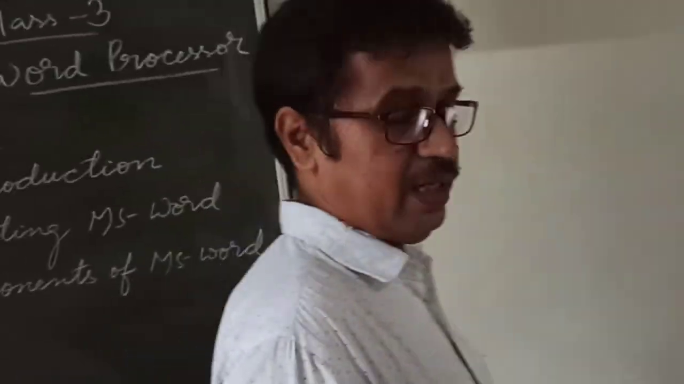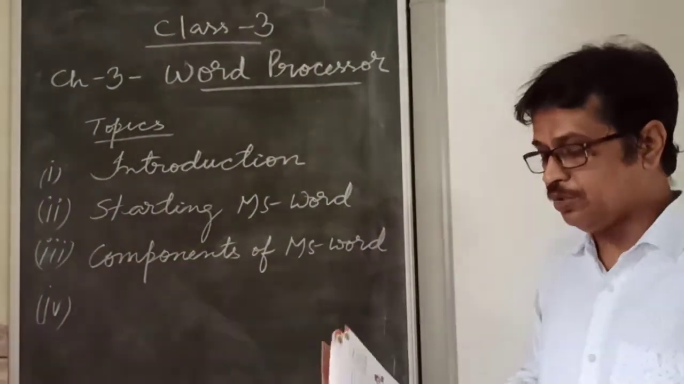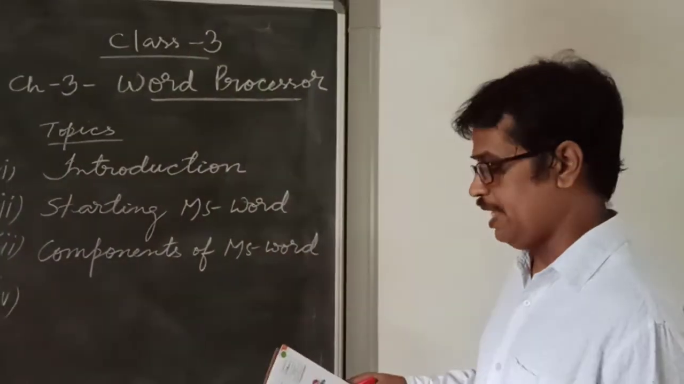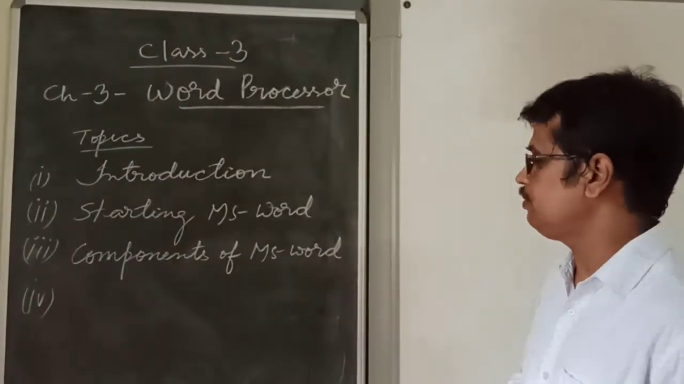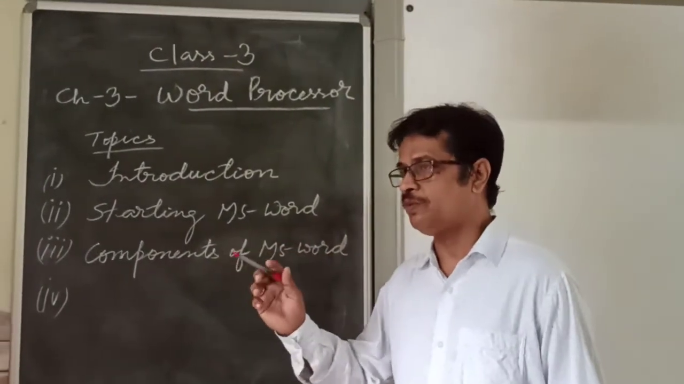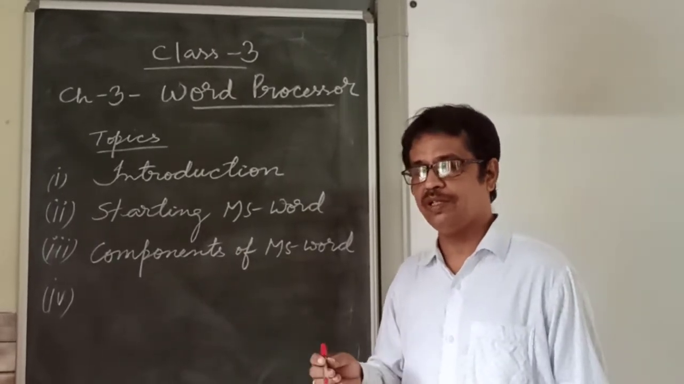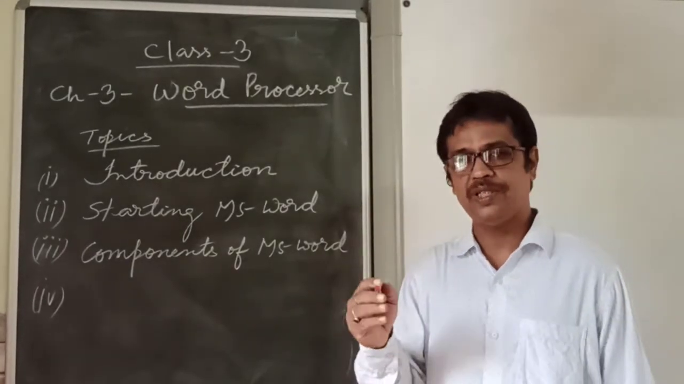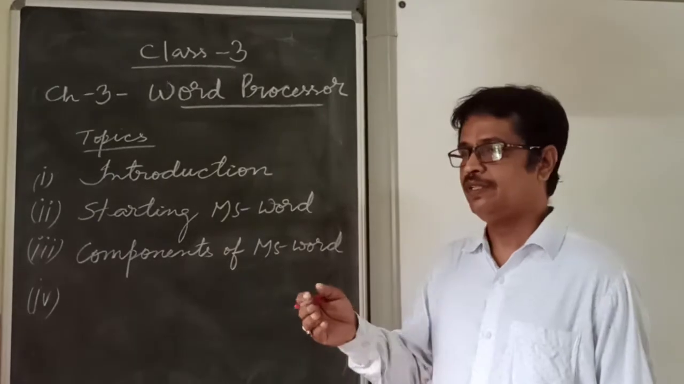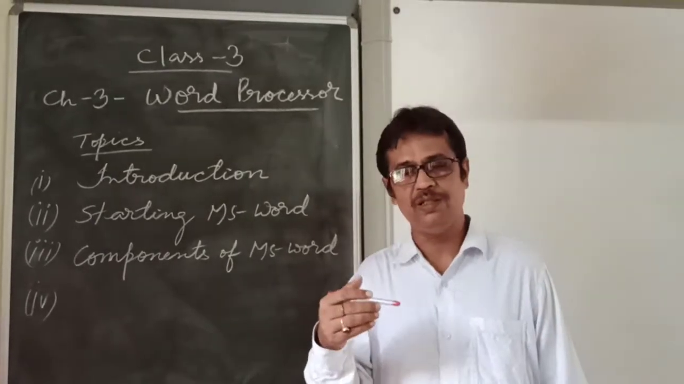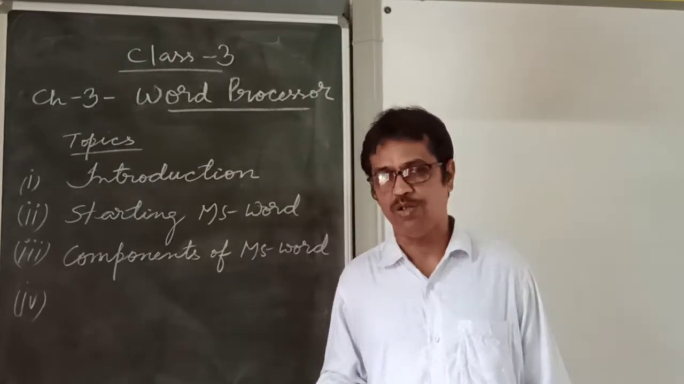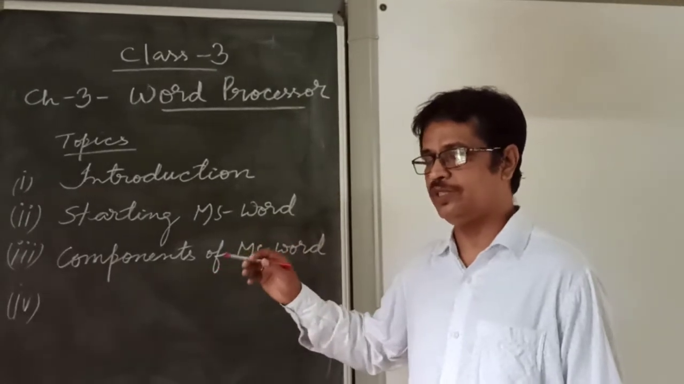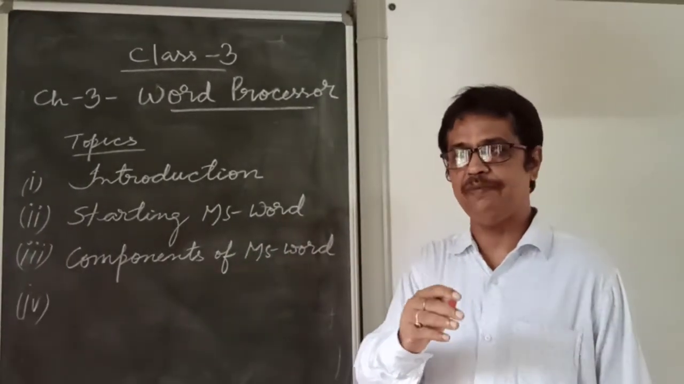So let's start again. Before going to discuss the components, we have skipped one thing, that is the features of MS Word. As I told, word processing software allows you to create a document. Create means making a document. After creating, edit a document. Editing means after creating a document you can make changes. Then formatting a document. Formatting means changing the look of your document. Then printing, you can print your document. So these are the features given by word processing software, and all these features are also available in MS Word.